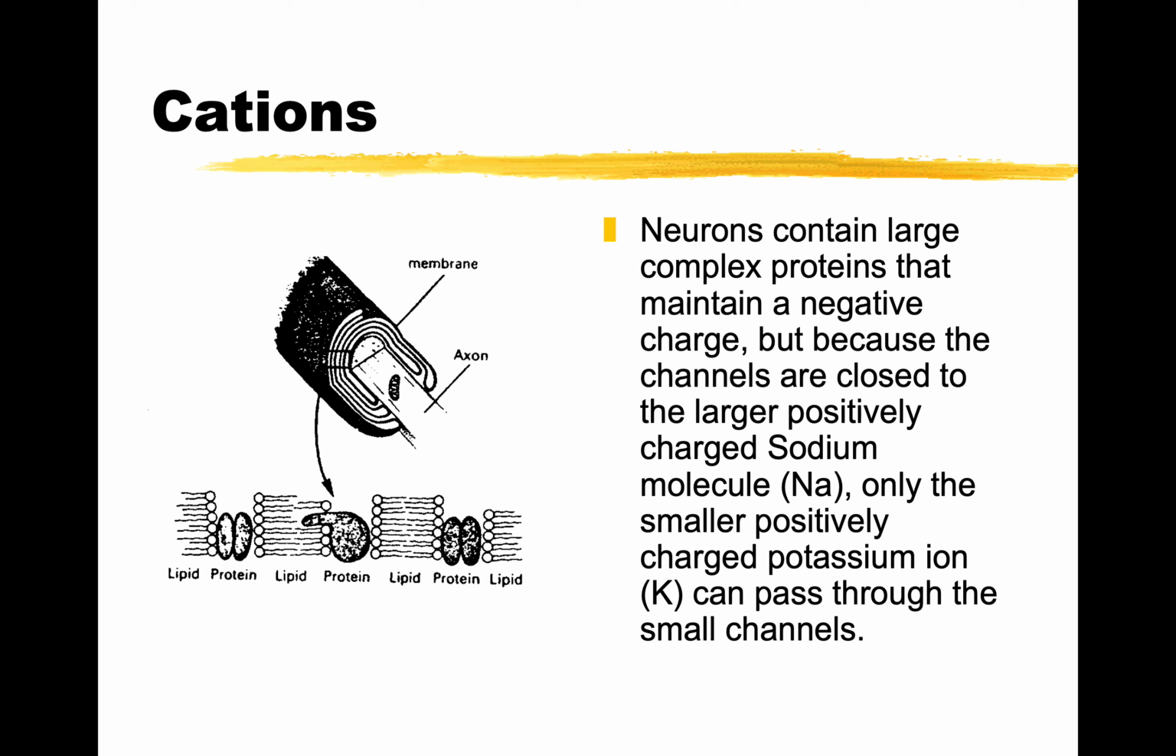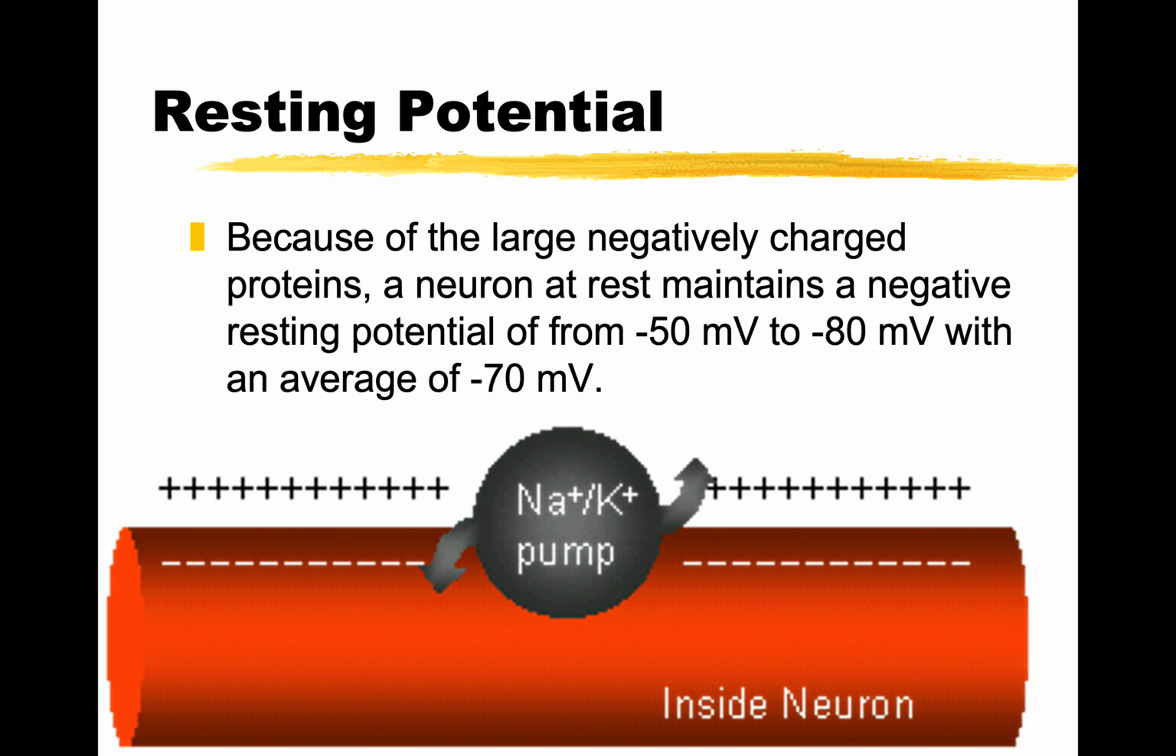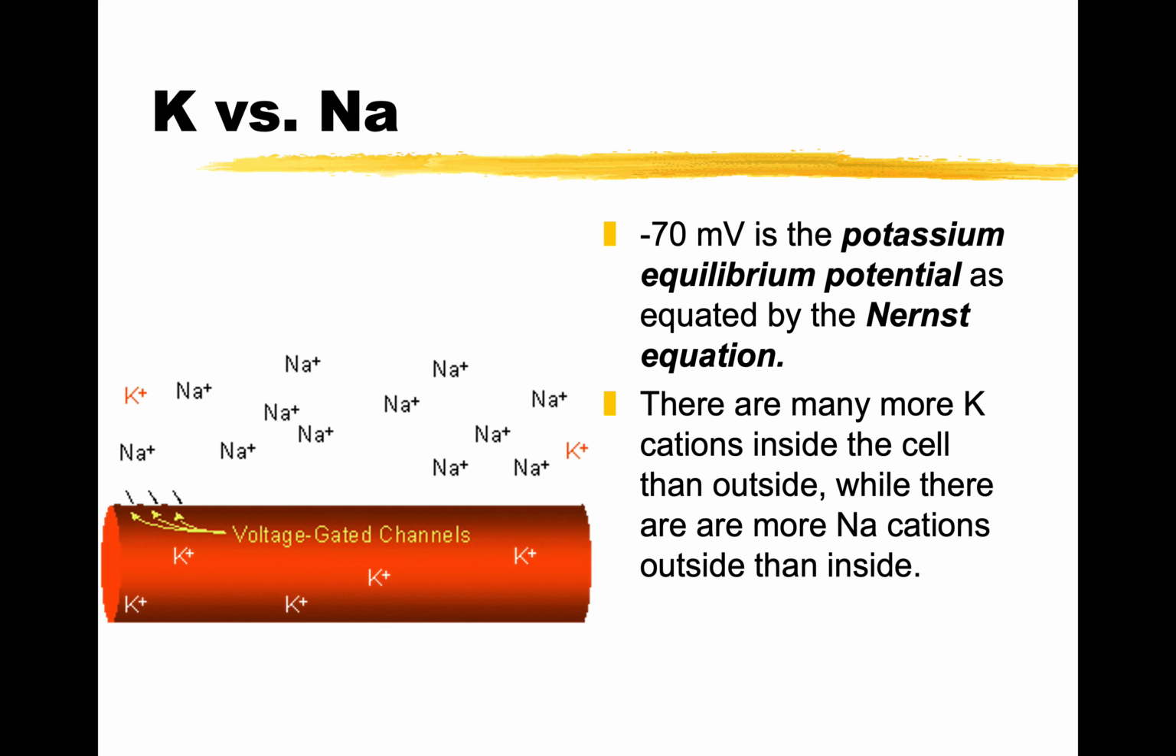Neurons contain large complex proteins that maintain a negative charge, but because the channels are closed to the larger positively charged sodium ion, only the smaller positively charged potassium ion can pass through the small channels. Because of the large negatively charged proteins, a neuron at rest maintains a negative resting potential of negative 50 millivolts to negative 80 millivolts, with an average of negative 70 millivolts. Negative 70 millivolts is the potassium equilibrium potential as calculated by the Nernst equation.